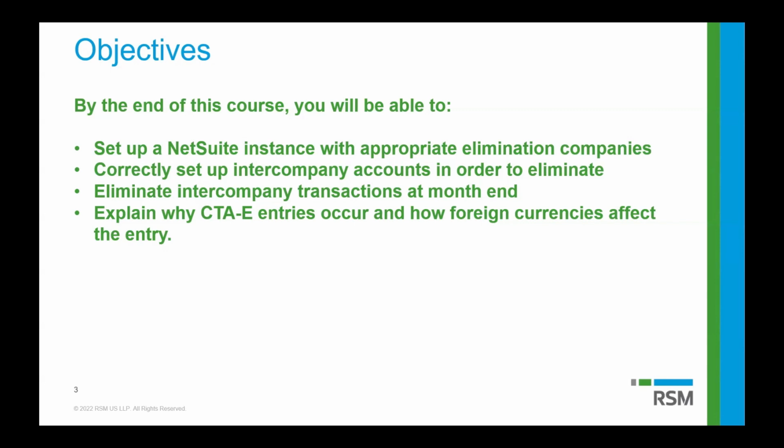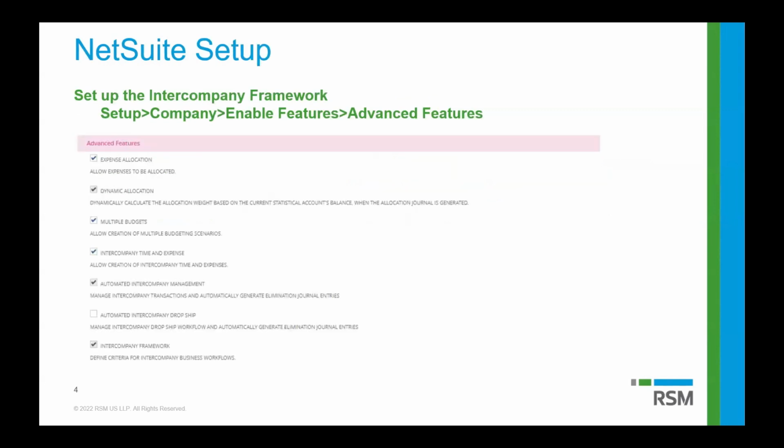So at the end of this, you'll be able to set up a NetSuite instance with appropriate elimination companies, correctly set up intercompany accounts in order to eliminate intercompany transactions at month end, and explain why CTA entries occur and how foreign currencies affect the entry. So now we're getting into the weeds, but the CTA-E entry is a very important entry, and I'll explain why in a little bit. So when you set up NetSuite to eliminate.